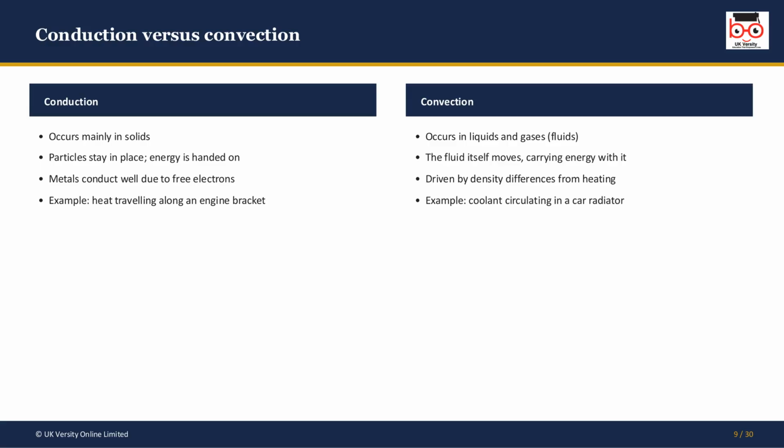Let's put conduction and convection side by side. Conduction happens mainly in solids. The particles stay put and simply hand the energy along. And metals do this especially well thanks to their free electrons. Heat travelling along an engine bracket is a good example. Convection happens in fluids, liquids and gases, where the fluid itself physically moves and carries the energy with it, driven by the density differences that heating sets up. The coolant circulating around a car radiator is convection in action.